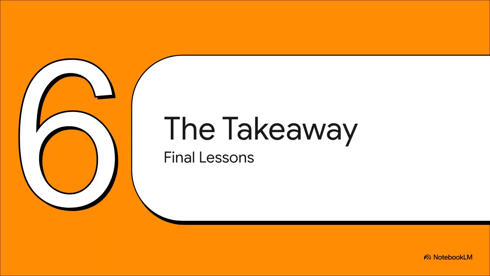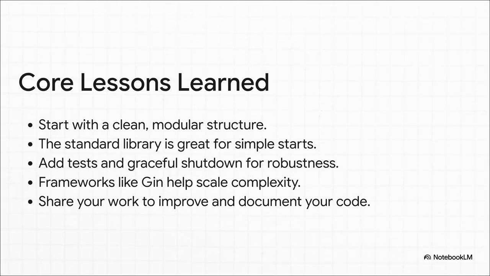So after watching this entire build process, from an empty folder all the way to a framework-powered server, what are the key takeaways? What can we learn from this whole journey? You know, the real takeaway here is that good software development is all about making deliberate choices. We saw how starting with a clean architectural plan pays off down the line. We learned that the standard library is an amazing starting point, but the true robustness comes from adding things like tests and graceful shutdown. The move to a framework like Gin wasn't just for fun. It was a strategic solution to growing complexity. And through it all, sharing the work on Git forced clarity and documentation. Each step was just a logical evolution.